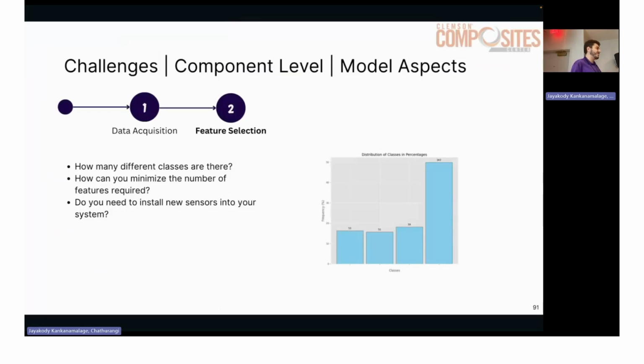How can I minimize the number of features just for the sake of simplifying my use case? Do I need to install new sensors into my system to be able to uncover some of the features that weren't there before? If I'm trying to find, for example, a specific crack in my final product, am I going to have to install a camera to be able to see it? I'm getting a new camera and putting it into my manufacturing system. That's a whole new process as well. It's going to take a lot of time, and so that's another hurdle that you need to think about when you're trying to utilize AI at this specific level.